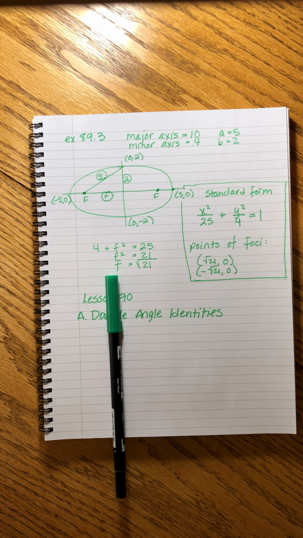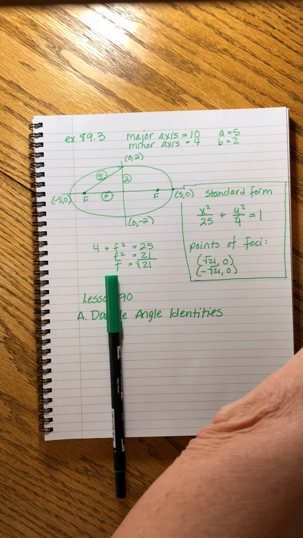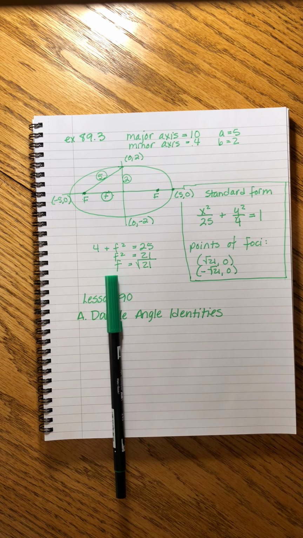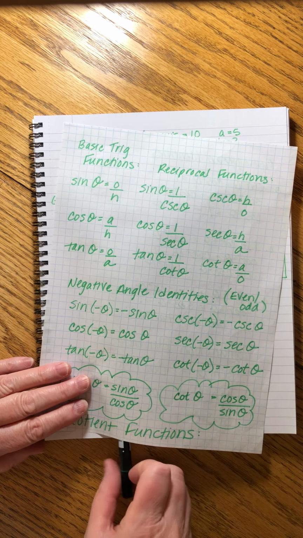Saxon Advanced Mathematics, Lesson 90. We're going to talk more about identities. We have covered so far a list of identities that looks like this, right?